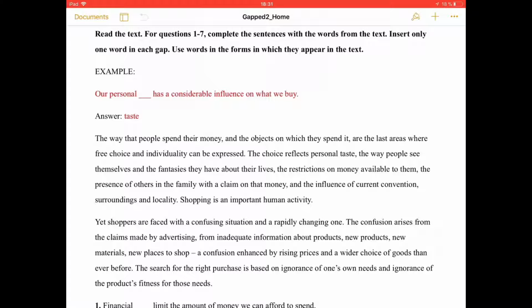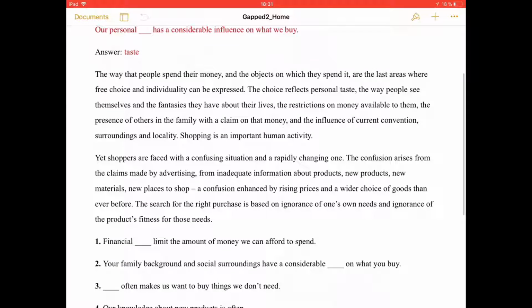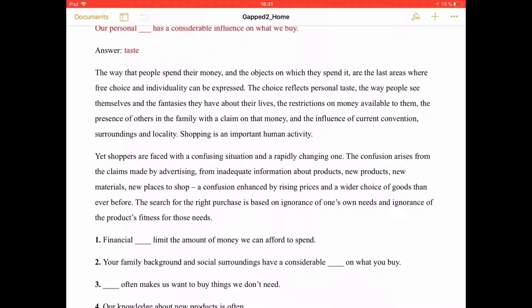Example: our personal gap has a considerable influence on what we buy. The answer is taste. Our personal taste has a considerable influence on what we buy. Let's look at the text itself. There are two paragraphs where we should find words to fill the gaps.